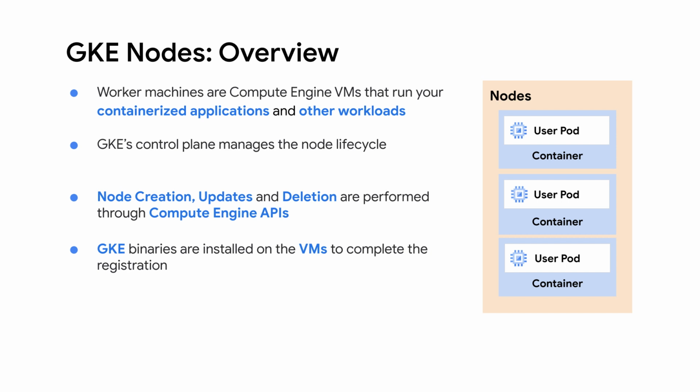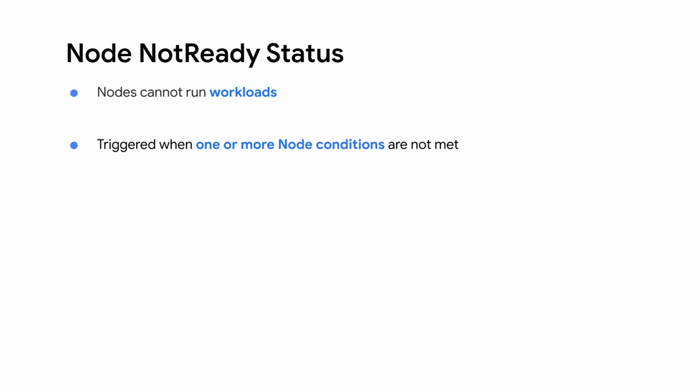Node pools create the instance group, which creates GCE VMs with the Kubernetes binaries to register the nodes with the GKE control plane. The nodes have two states, ready and not ready. The ready state means the node is available to run workloads. But what does a node not ready status mean? It indicates the node cannot run the workload. A node is marked as not ready when the required node conditions, which we will discuss shortly, are not met.